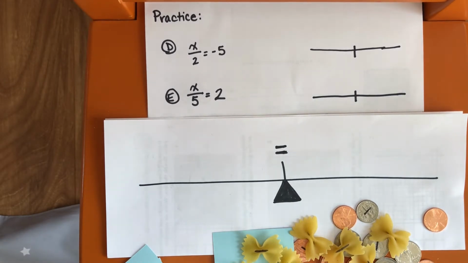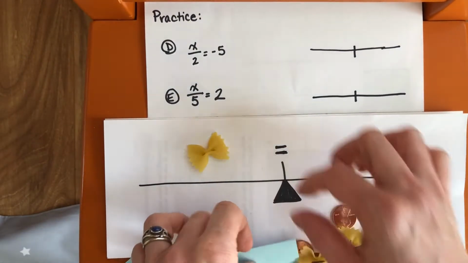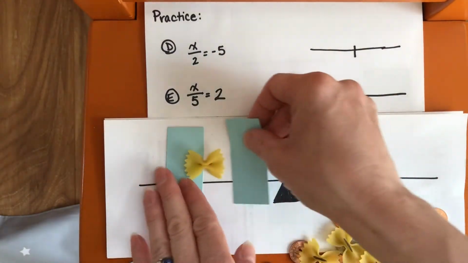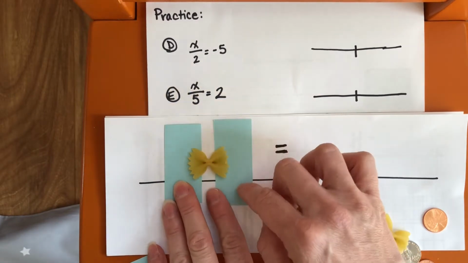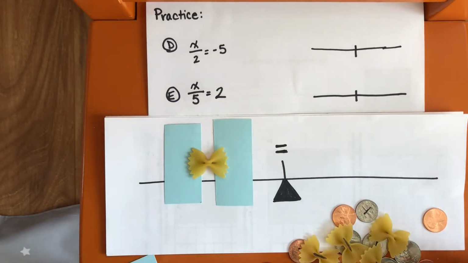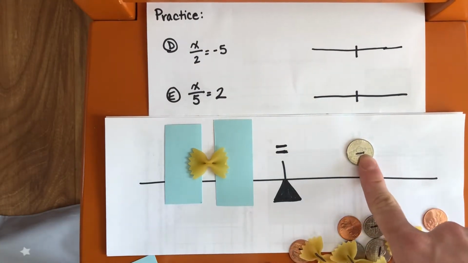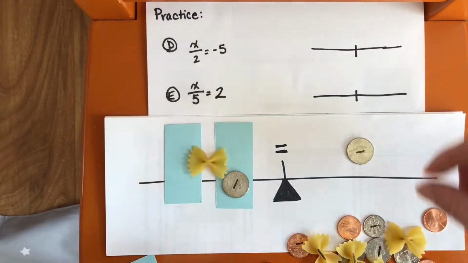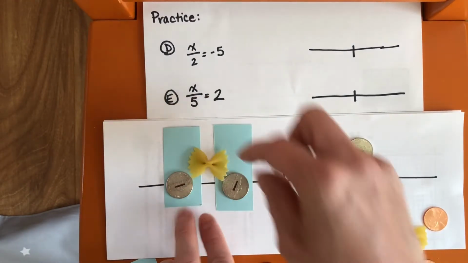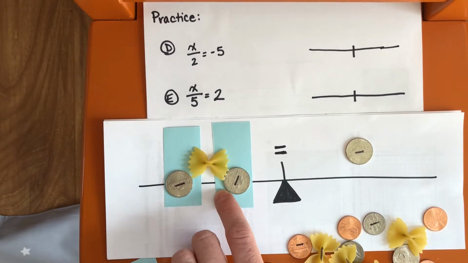For the first practice problem, letter D, we have x divided by 2 is equal to -5. So I'm going to show my x being split up into two groups. Both groups together make the total of x. We've got two equal groups here. X divided by 2 is equal to -5. That means each one of these groups is represented by a -5. So together, two groups of -5 is equal to -10.